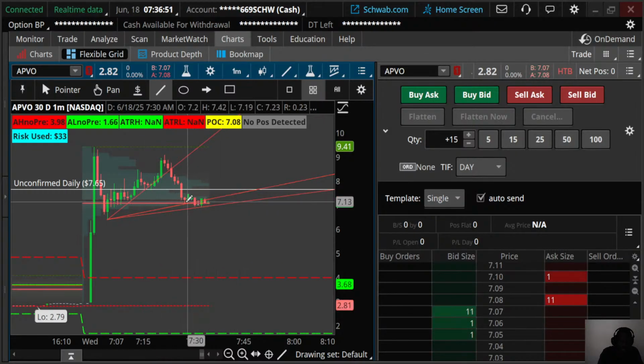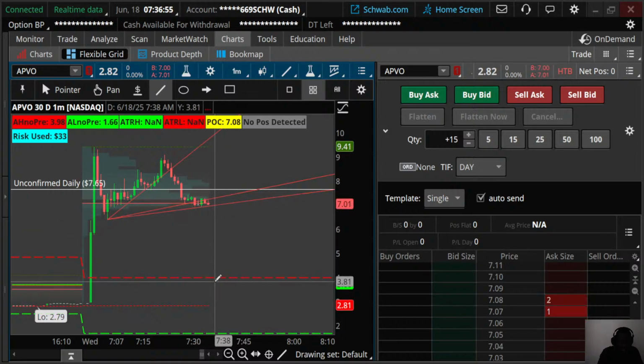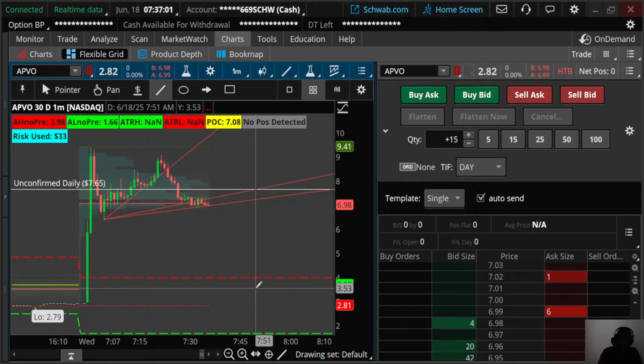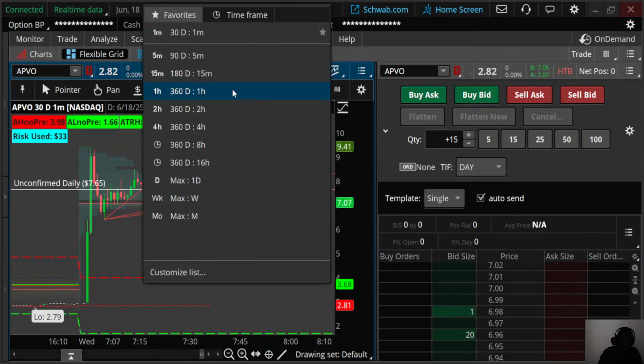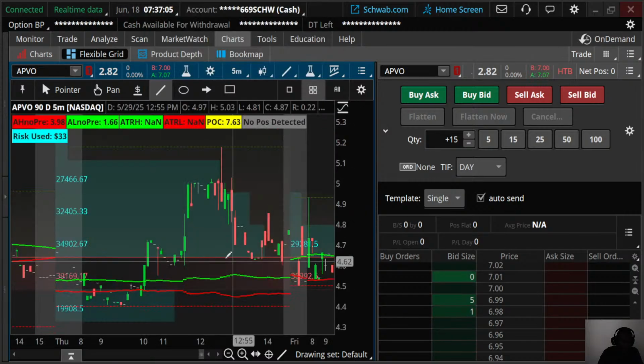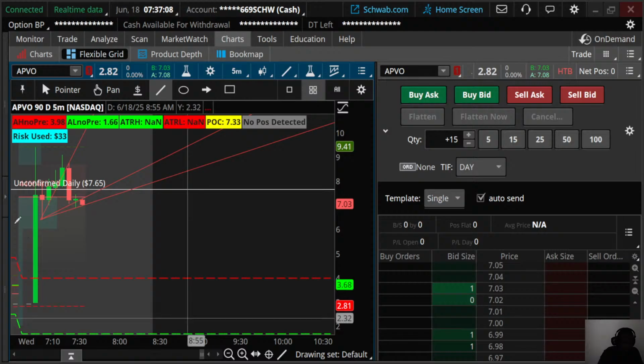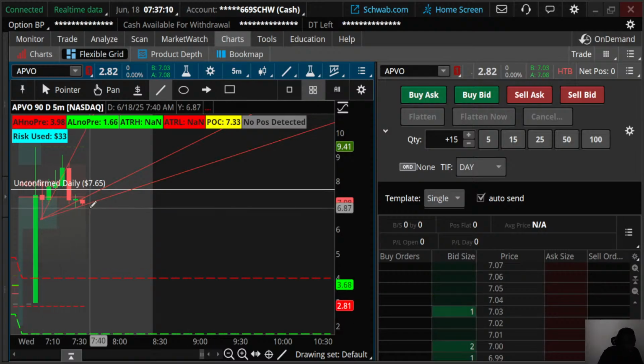So at this point, it definitely ran through this old one, created a little bit of resistance there. $7, let's see if it'll crack down through 7. Continue on down. 5 minute definitely looking bearish. So let's jump over to the 5. It's the 5 minute on that trend. Bottom of this is 6.80s, 6.89, 6.90.